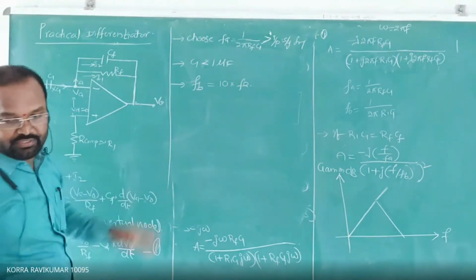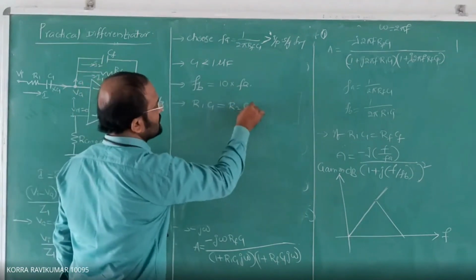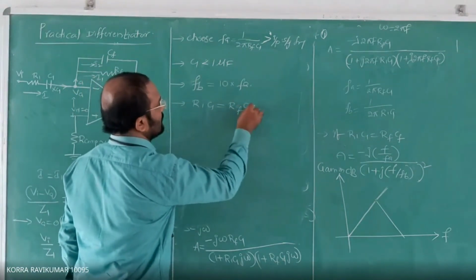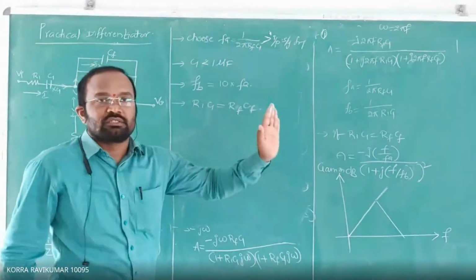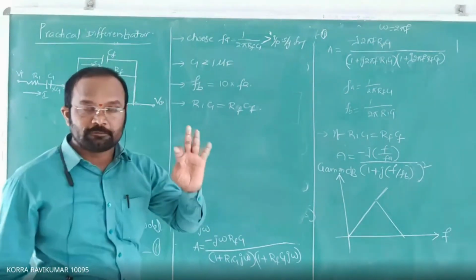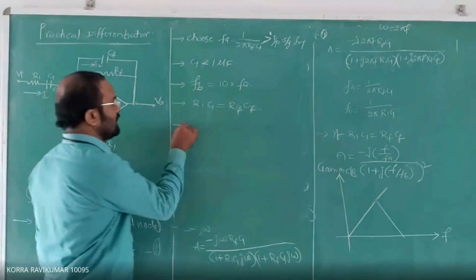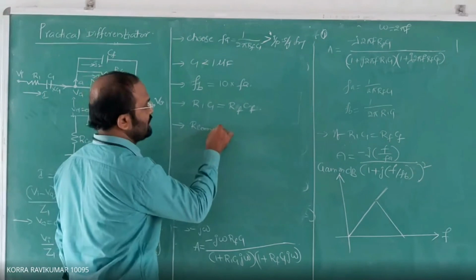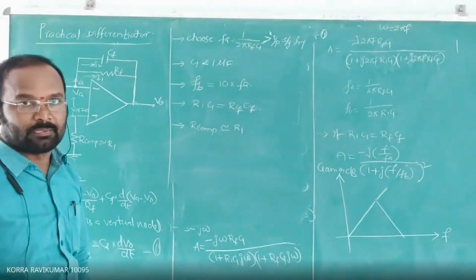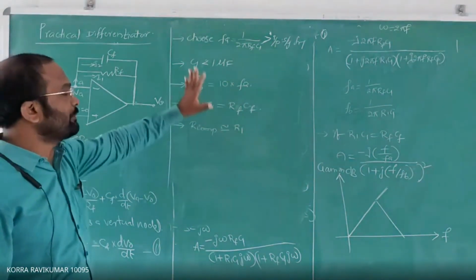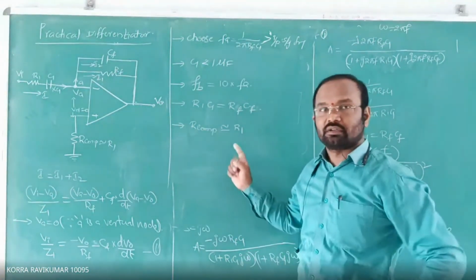And the next point is R1 C1 must be equal to RF into CF. And the fourth consideration is the compensating resistor here. This compensating resistor, Rcomp, should be approximately equal to R1. That is, it should be a larger value. Okay, so these are the 5 points we need to consider while designing a differentiator circuit, right? Please copy this.